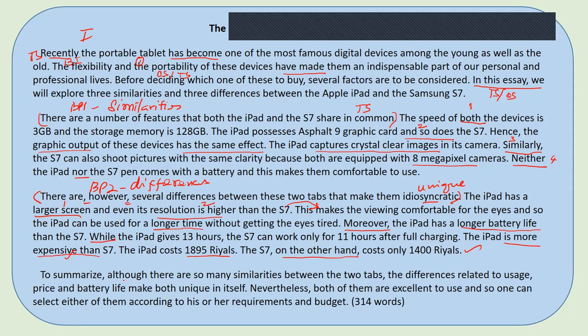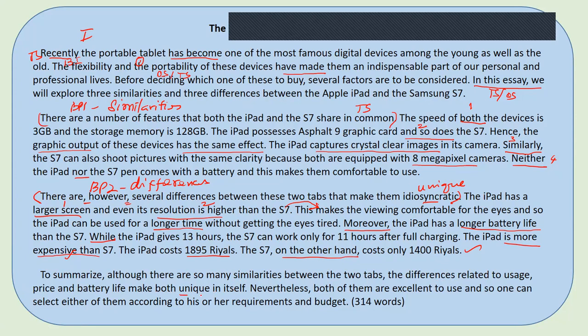And then, as usual, we come to the summary. How do you make a summary? Will you say, "in your opinion"? No need. You just give a summary. Like, what have you written here? Similarities and differences, right? So you say, although there are so many similarities between these two tabs, the differences related to usage, price, and battery life make both unique in itself.